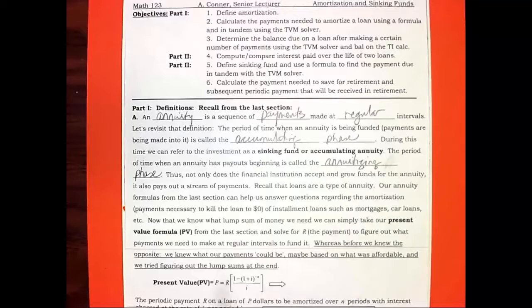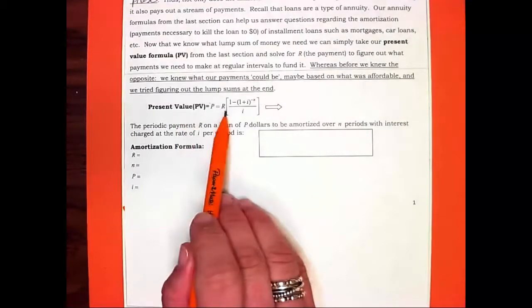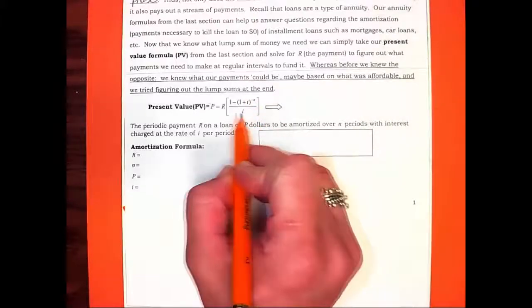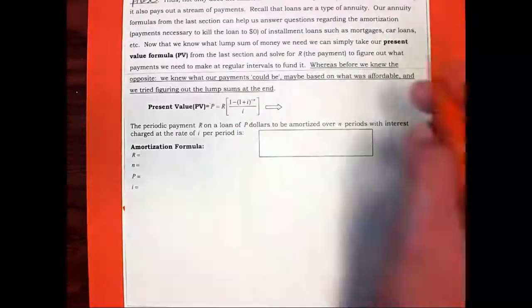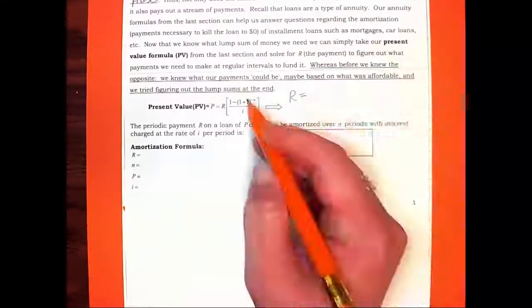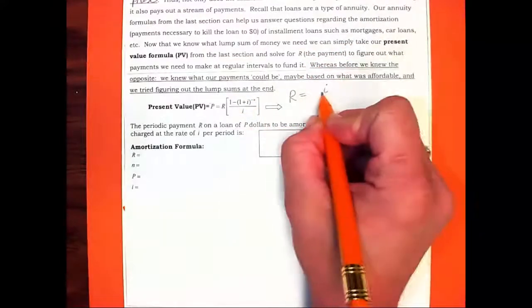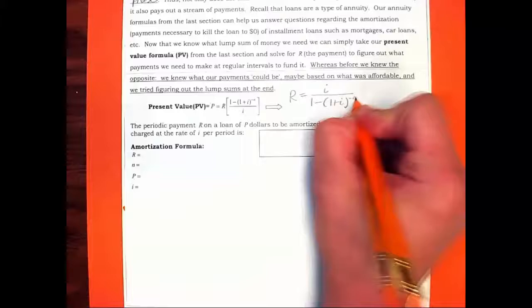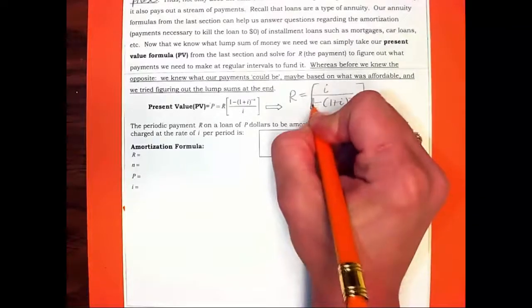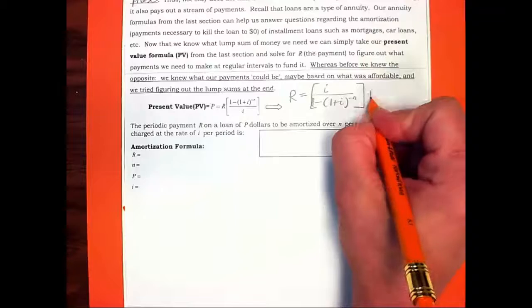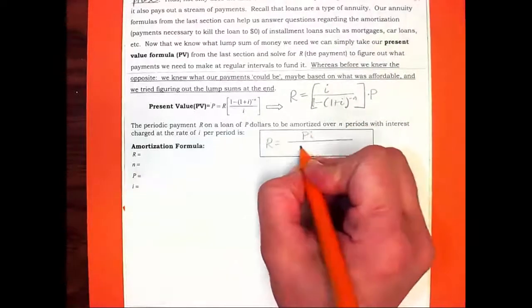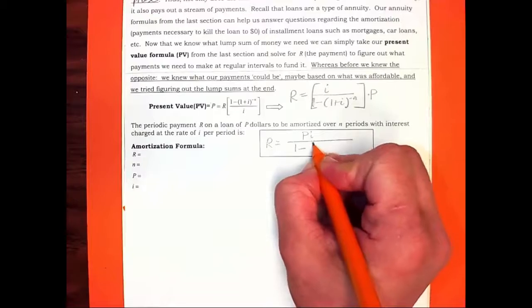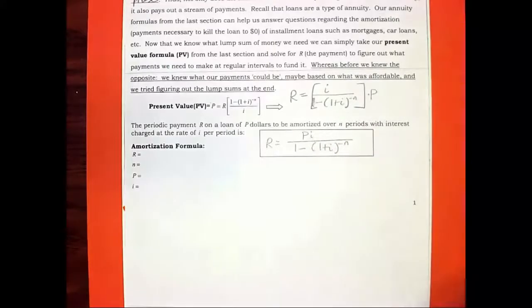What we knew before was the opposite. We knew what our payments could be, maybe based on what was affordable, and we tried figuring out the lump sum at the end. So taking our present value formula and solving for R, we would need to multiply by the reciprocal of this expression here. So R is equal to PI on top, over 1 minus (1 plus I) to the minus n.